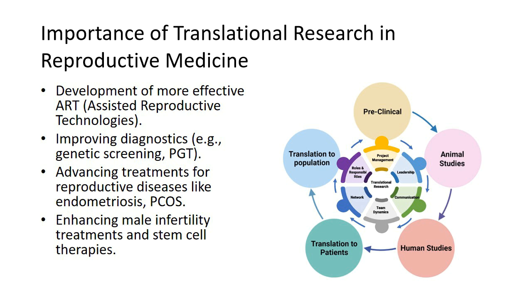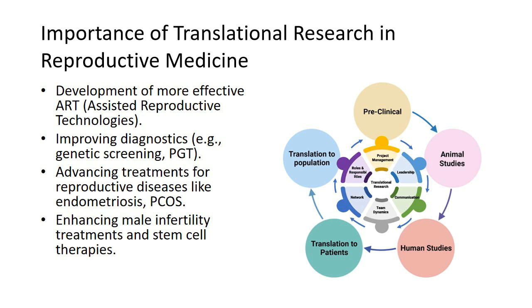Stem cell and regenerative medicine. Advances in stem cell research have led to potential therapies for conditions that affect fertility, such as ovarian insufficiency or male infertility. Translational research in this field aims to bring stem cell therapies from the laboratory into clinical settings, offering new hope for patients with previously untreatable conditions.